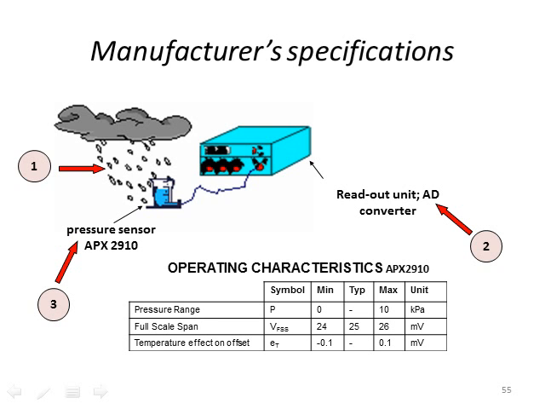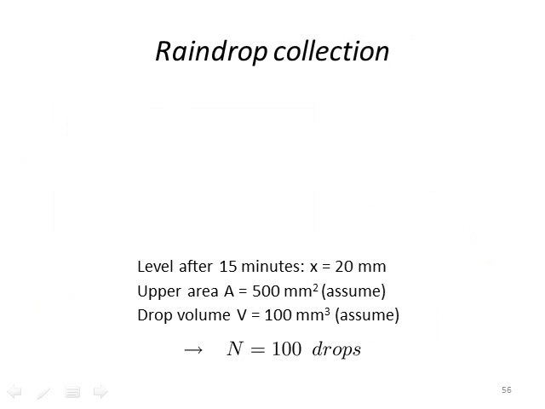So we're going to use the manufacturer specification of the pressure sensor. Now in the raindrop collection, we assume the level after 15 minutes is x equal to 20 millimeter. This would have to be something that you make some assumptions. Okay, the upper area A is equal to 500 millimeter square. In the drop volume, we assume this to be 100 millimeter cubed, and then for x equal 20 millimeters, we have around 100 drops.